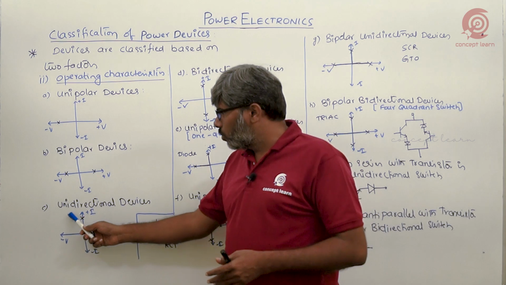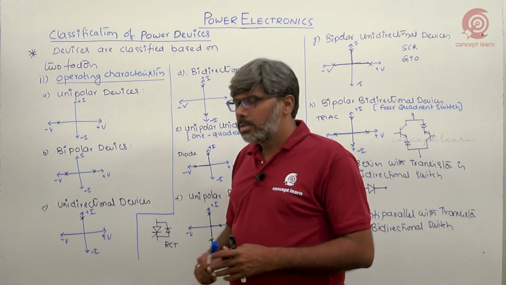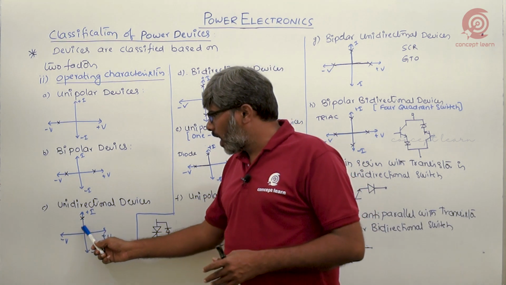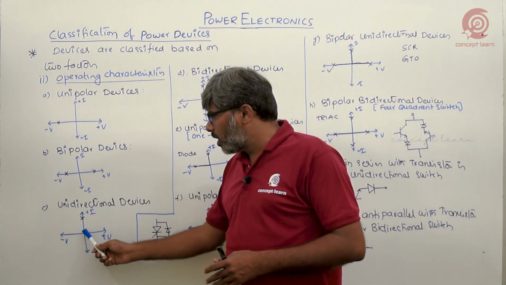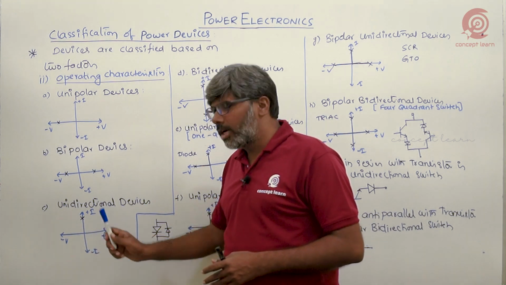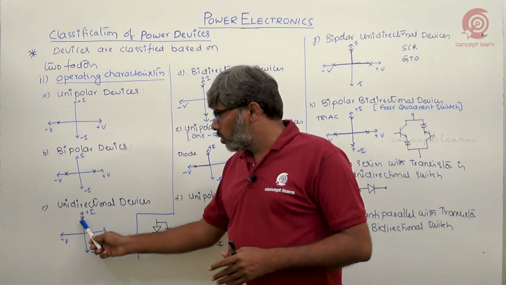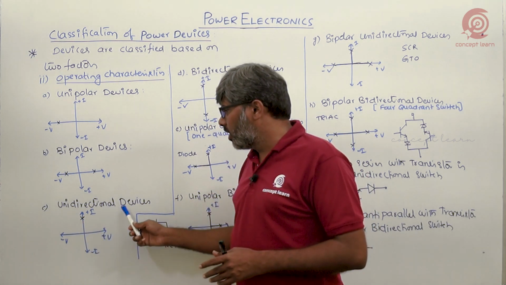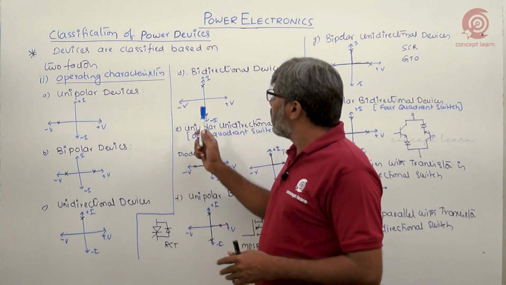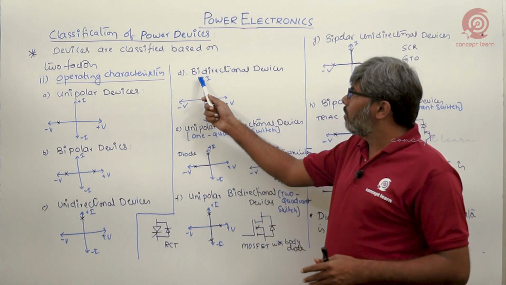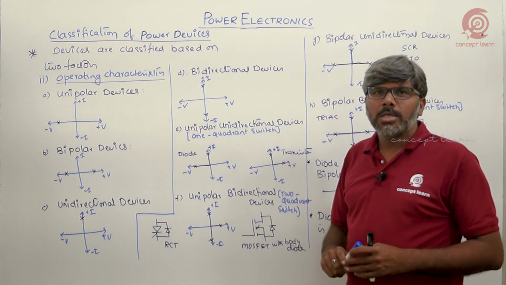Now third is unidirectional devices. That is, the device allows only one value of current, that is positive or negative, not both, only one. That is unidirectional devices. Now coming to this fourth one, bidirectional devices.